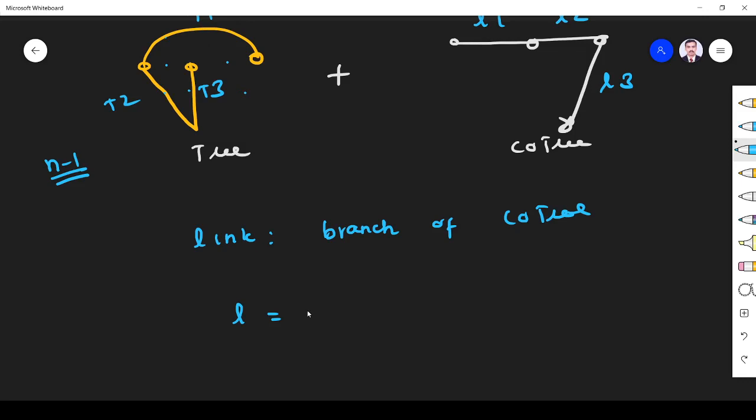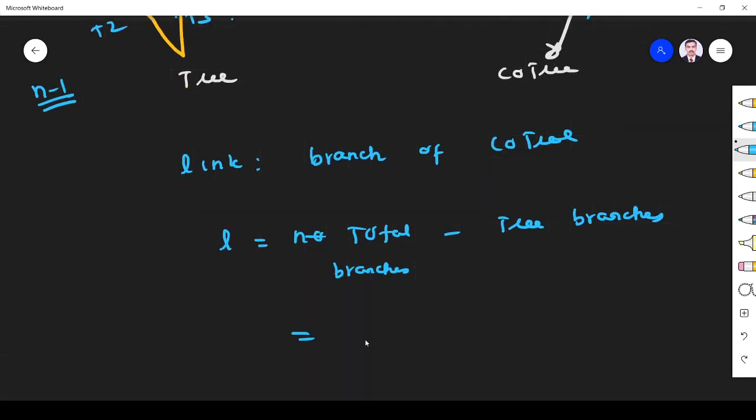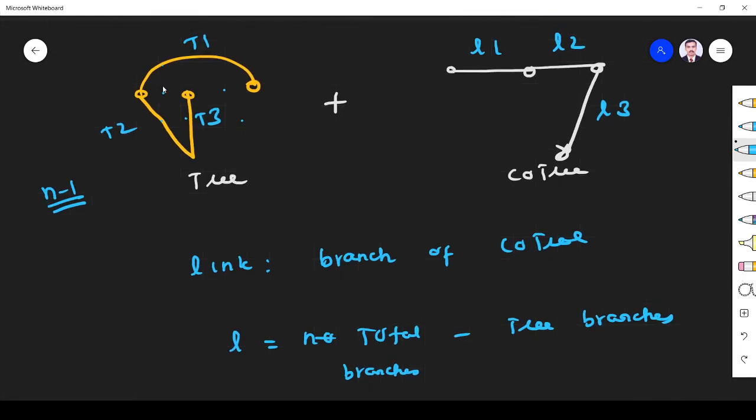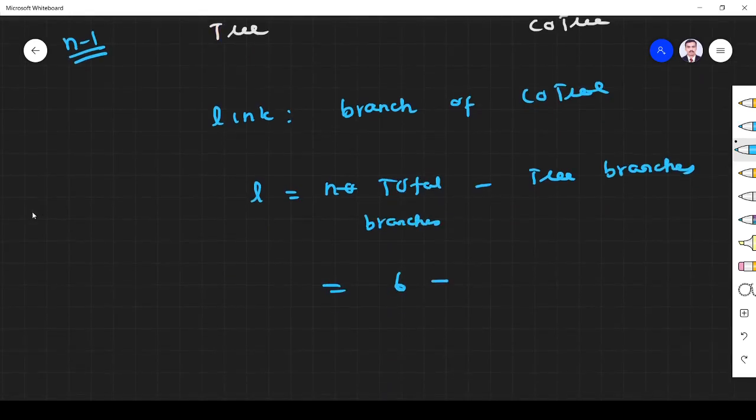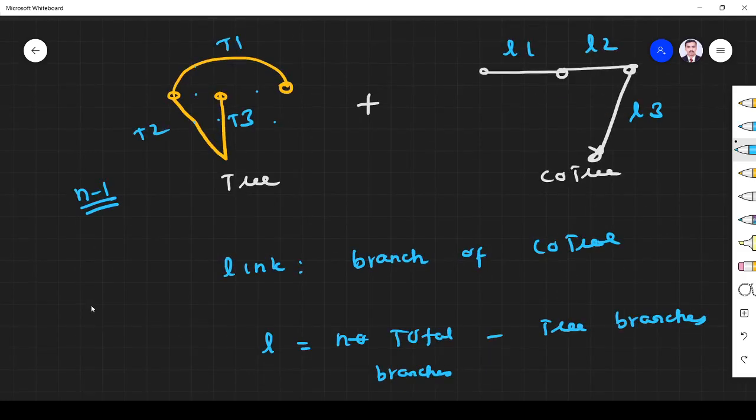Link is nothing but the total number of branches minus tree branches, because link is a complement of twig. So the total number of branches in our system is 6. Number of tree branches is 1, 2, 3. So that is equal to 6 minus 3, which is 3. Link is equal to 3. In our problem, you see, link is equal to 3. 1, 2, 3 links: L1, L2, L3.